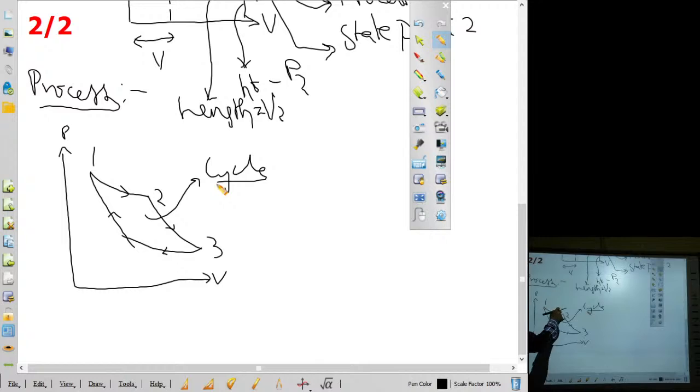When a system undergoing a number of processes is able to attain its original conditions, it is then said to have completed a cycle. I have already told you that whatever you study in your subject is what is going on in our real life also.